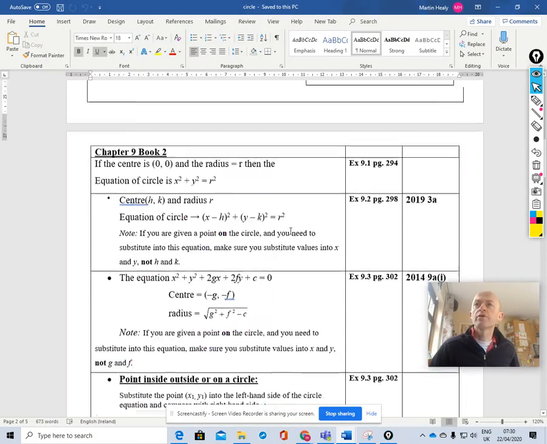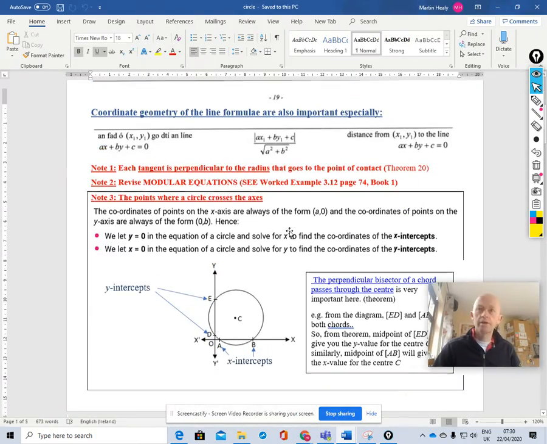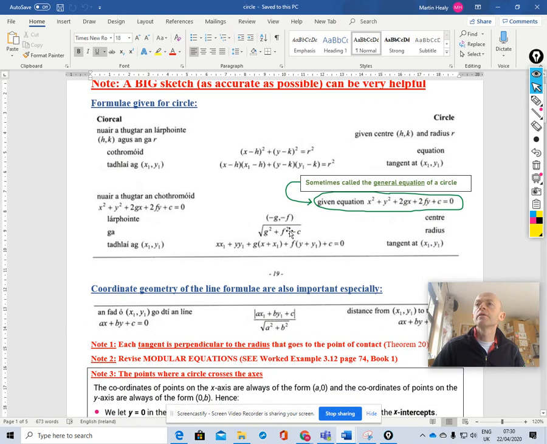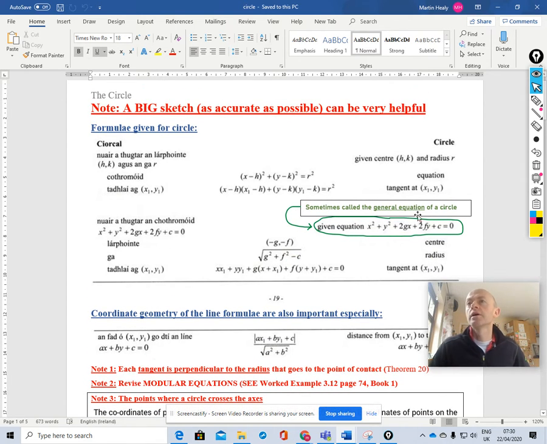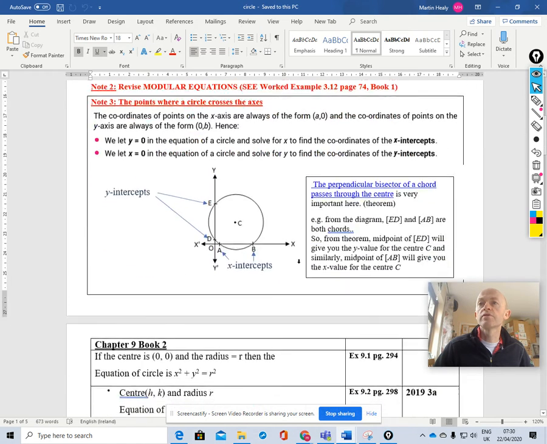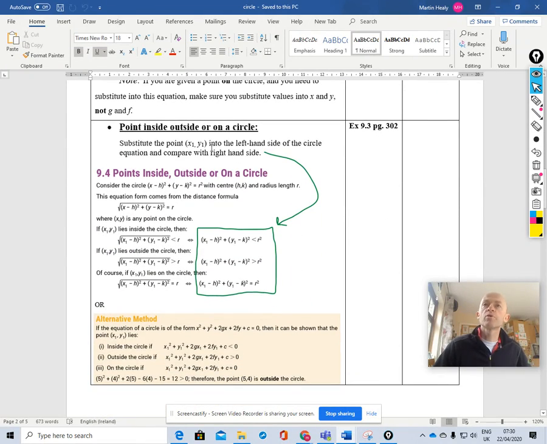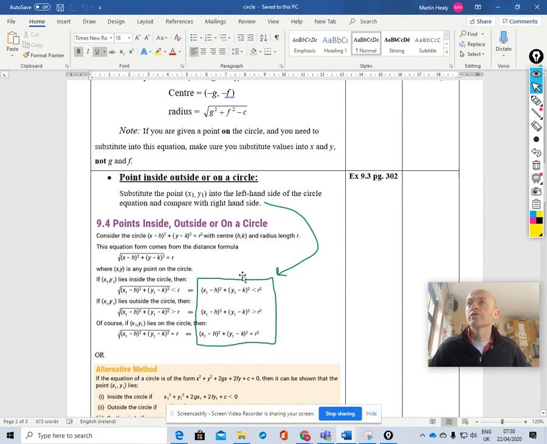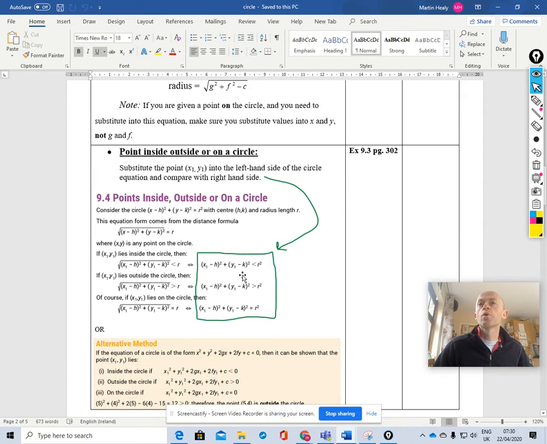So this is preparation for exercise 9.3 on the circle. It's looking at what sometimes gets called the general equation of a circle. It's on page 19 in your maths tables, and it gives you the equation and what the center is and how you calculate the radius, the formula for each of those. Also in this exercise, we're looking at points inside, outside, or on the circle. How would you figure out where the point is?